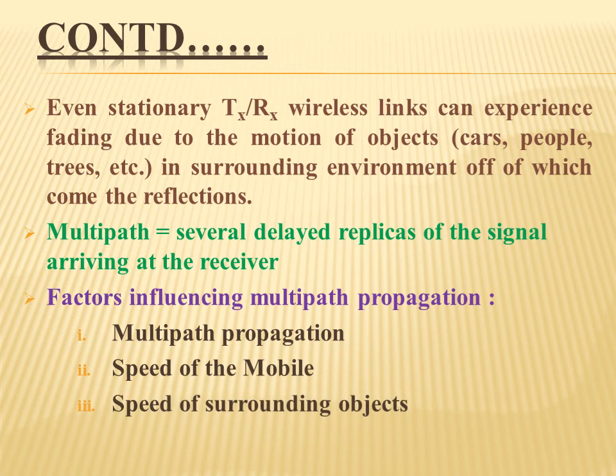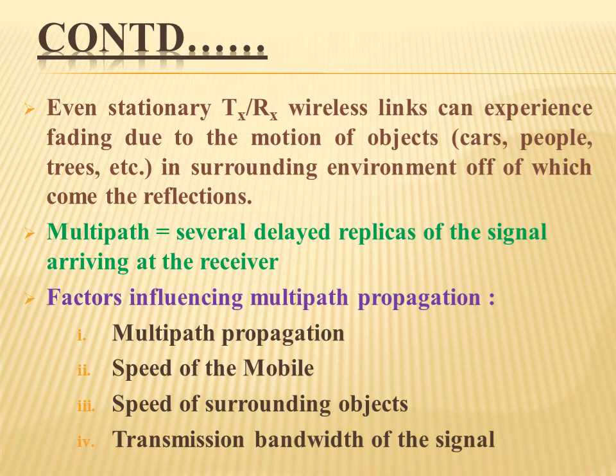Next is the speed of the surrounding objects. If the surrounding objects move at a greater rate than the mobile, then they affect or dominate the small scale fading. Another factor is the transmission bandwidth of the signal. If the transmitted radio signal bandwidth is greater than the bandwidth of the multipath signal, the received signal will be distorted, but the signal strength will not fade over a local area.